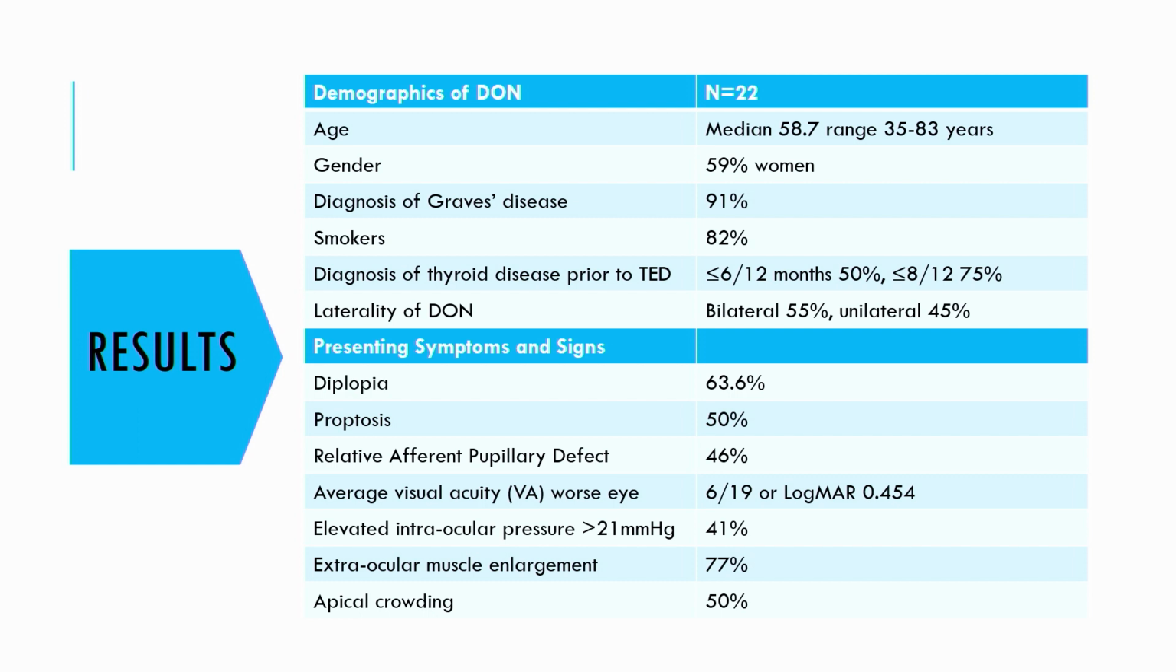Most TED cases were diagnosed within 12 months of thyroid disease, and just over half of the patients had bilateral involvement. The most common presentation was double vision, followed by proptosis, and RAPD was detected in 46%, which is consistent with the rate of unilateral DON. The average visual acuity at presentation is 6/19, with the worst case presenting at hand movement and best cases at 6/6. Most patients had predominantly extraocular muscle involvement, and half of the study population had documented apical crowding on radiology scans.